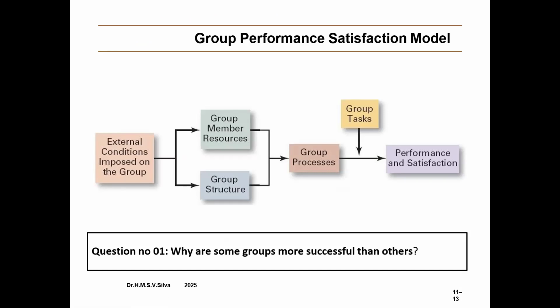So there should be a proper SOP, standard operating procedures for these processes. So then we know how conflict will be resolved, and how decision making will be done. Then after the group task, whether the task is simple or complex, group performance and satisfaction can be determined. So basically we can tell group performance and satisfaction is a function of external condition, group member resources, group structure, group process, and the given group task.